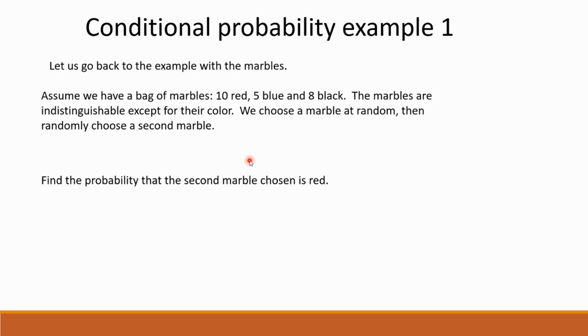Then we choose a second marble at random. We don't put the first marble back. We do not do that, as you can see. So we're going to find the probability the second marble chosen is red. We're going to do that for fun, using conditional probability.